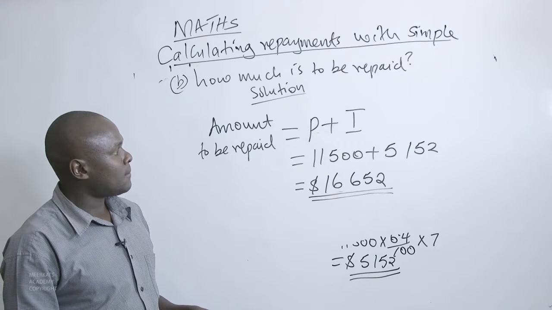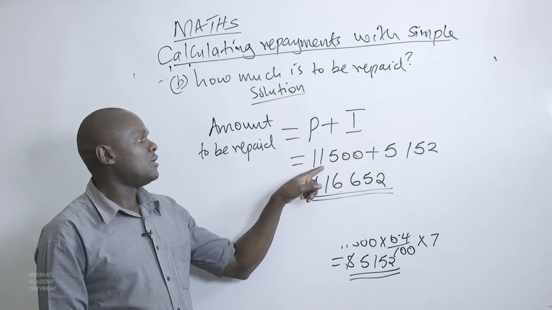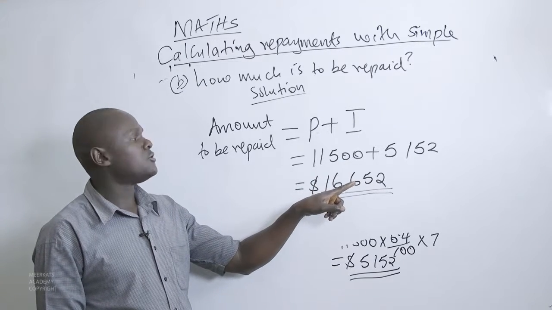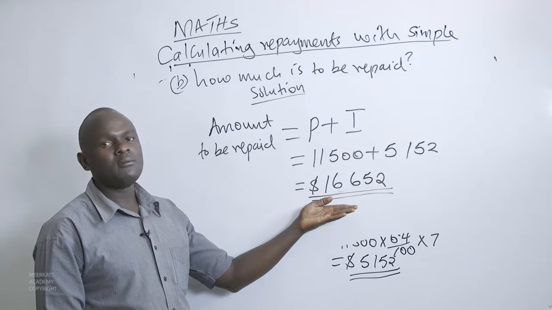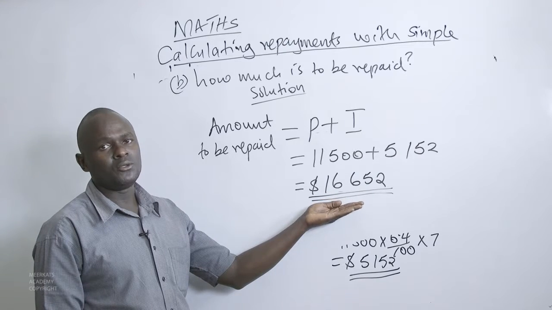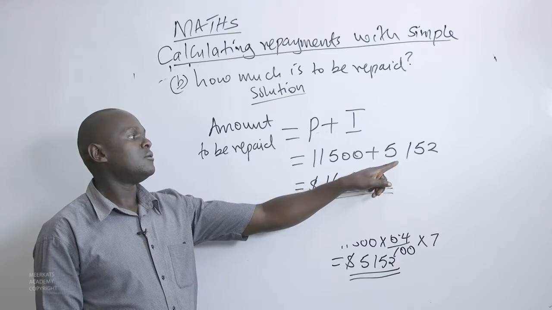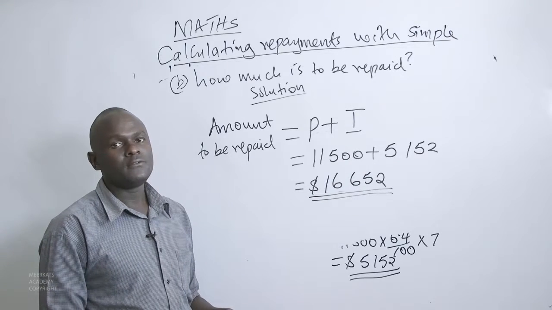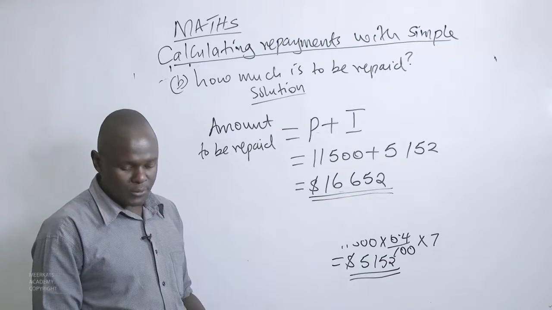You will discover that if John was to pay in cash, he was supposed to pay $11,500. But since he's going to pay in installments, that is hire purchase mode of payment, he is going to pay a bit more. So if he was to pay in cash, he would have saved this interest. He would have saved $5,152. So this is the total amount that should be repaid.